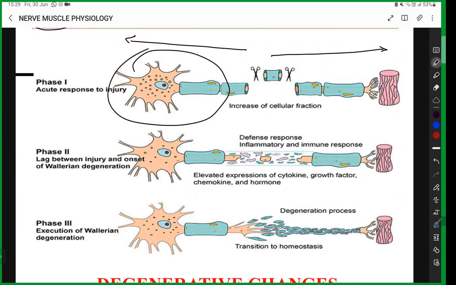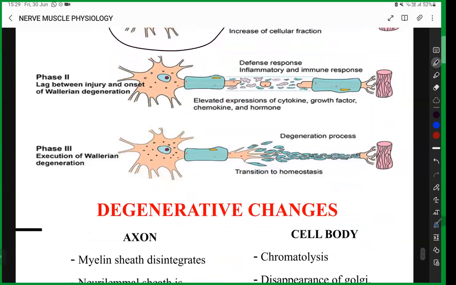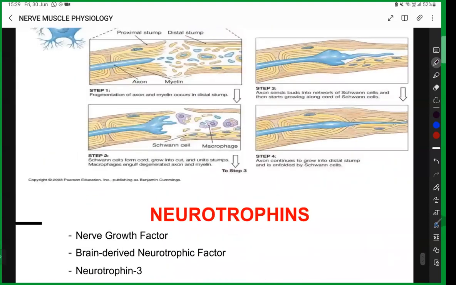Remember, within 96 hours of injury, the proximal stump of the nerve sends out sprouts toward the tubes. The Schwann cells emit growth factor that attracts those axonal sprouts towards the injured site. If the sprout reaches the tube, nerve regeneration will occur at the rate of 1 to 3 millimeter per day. So regeneration occurs at the rate of 1 to 3 millimeter per day.